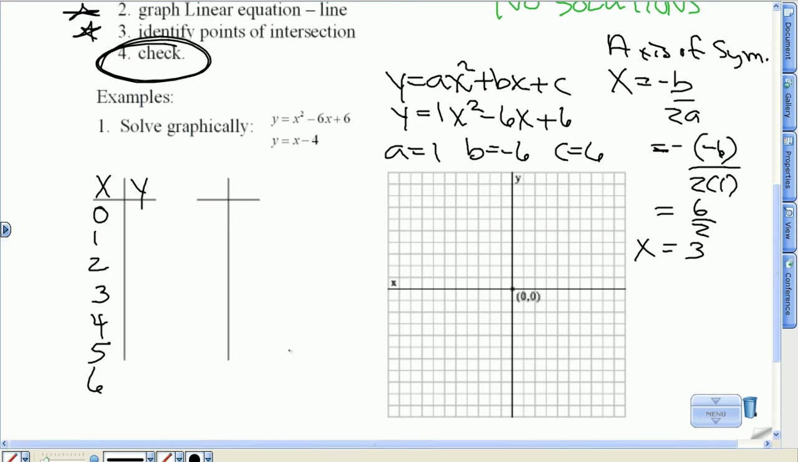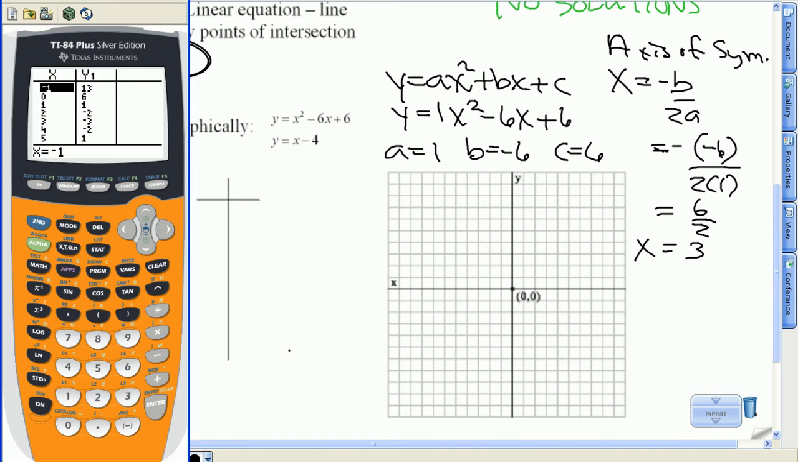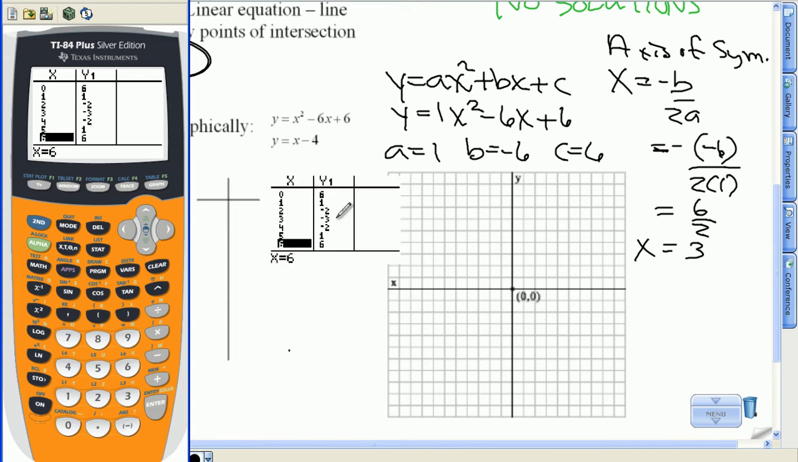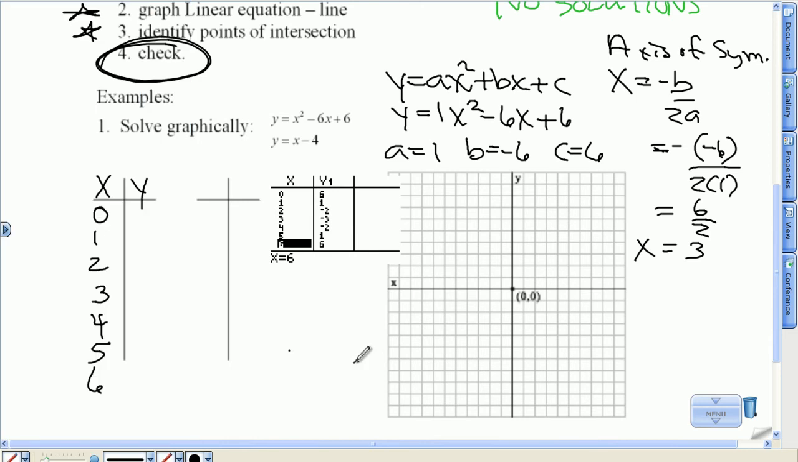And once again, if you look at your chart, I have 3 that's supposed to be in the middle of my chart. So I'm going to arrow down a little bit. You can see nice symmetry in the y column. Okay, I can move this over just for easy use, and we can copy these values over. So 0, 6, 1, 1, 2, -2, 3, -3, 4, -2, 5, 1, and 6, 6.